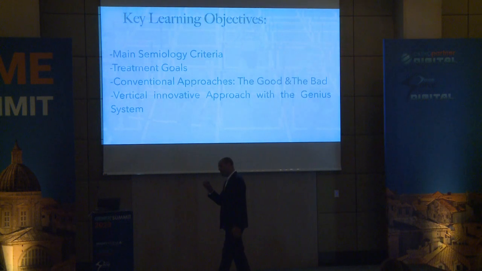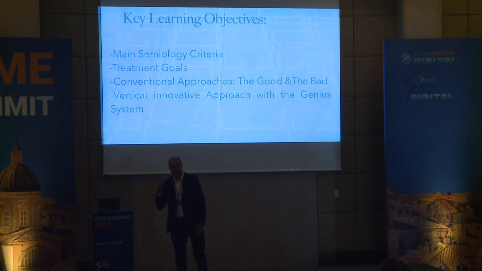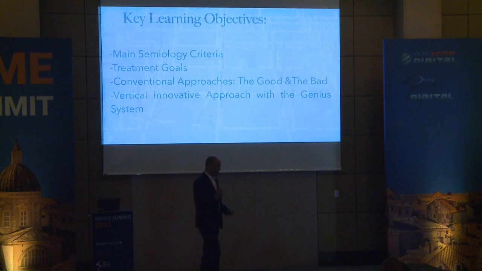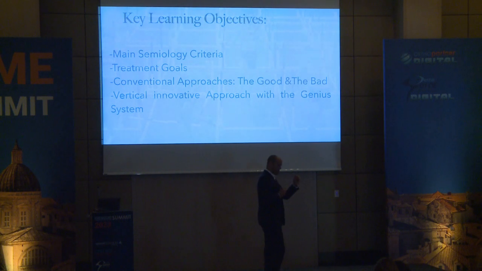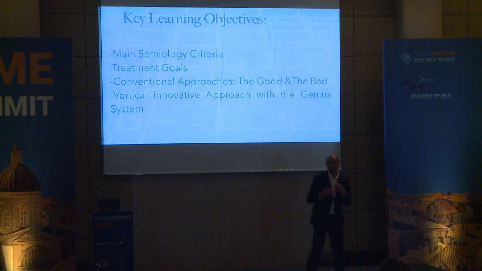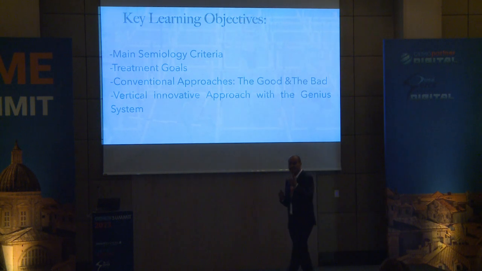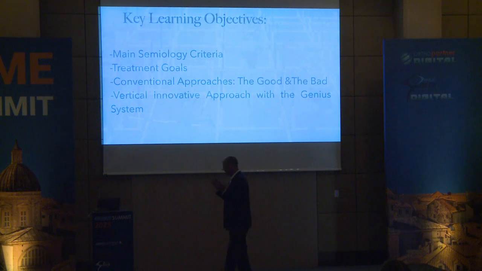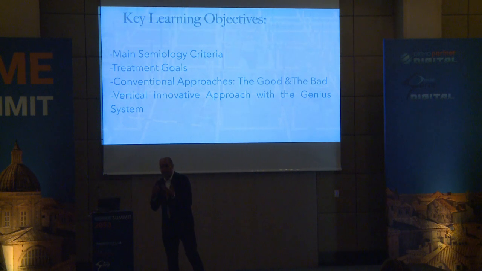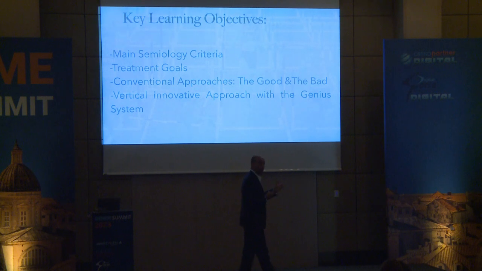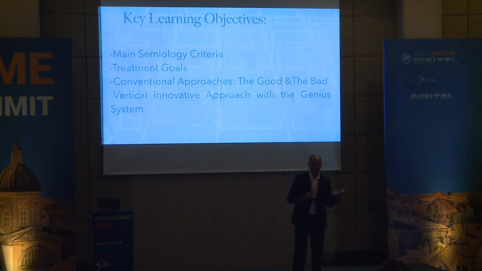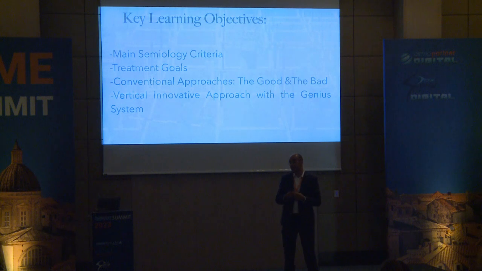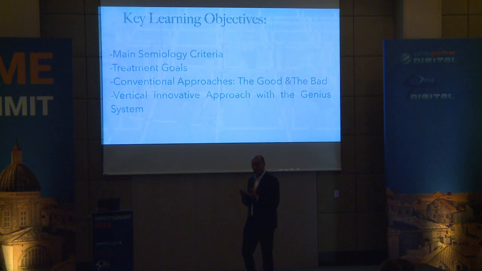But first of all, what are the key learning objectives of this conference? We're going to emphasize the diagnosis, because for me, it's very important to get the main diagnostic criteria of class 2. When we get it, you can easily plan your treatment, then decide what kind of goals you can achieve. Second thing is the conventional approaches. We will see what is good and what is bad about the conventional approaches. And finally, I will suggest my approach, which is a combination with the Genius system.